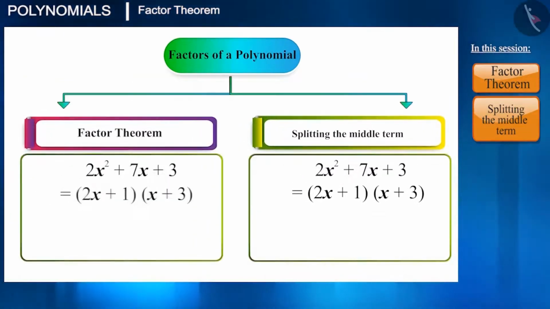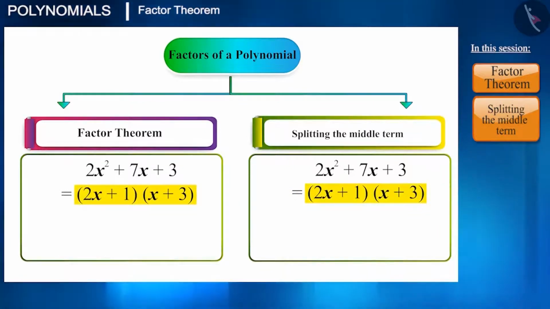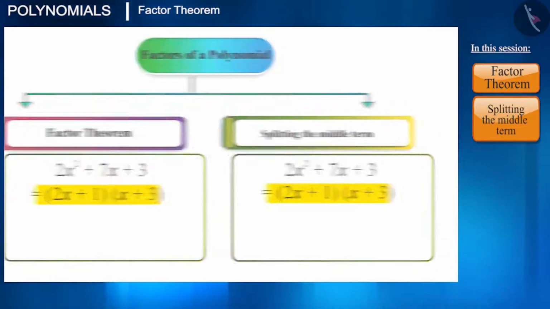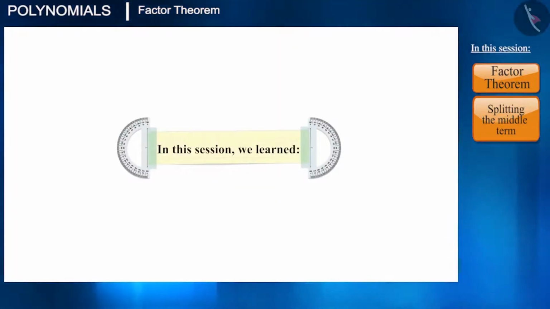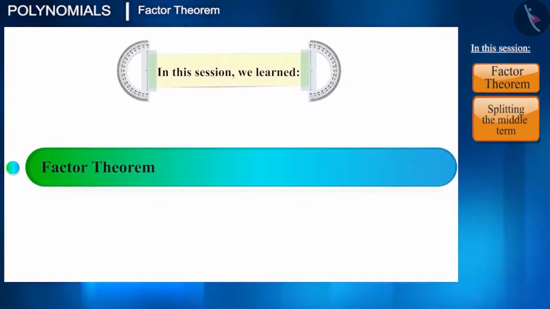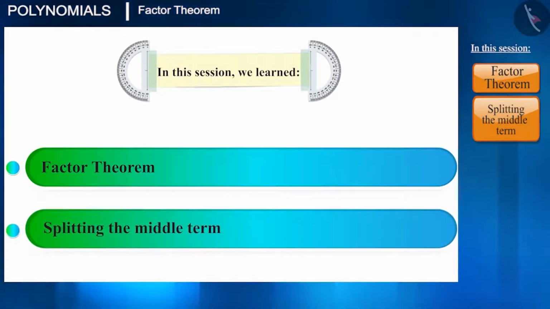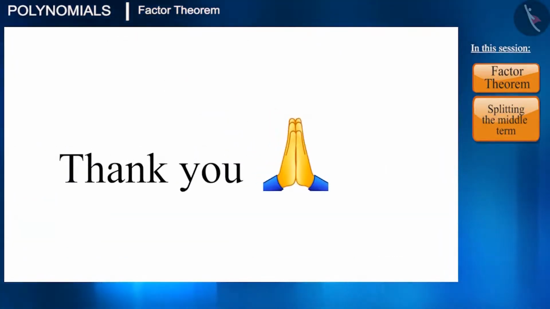So here we can see that in both the situations we get the same factors. You can check whether the polynomial is being reduced to 0 by finding the value of x from both the factors. Friends, that's all in this video. So what did we learn in today's video? Factor theorem and splitting the middle term. Now let's meet in the next video where we will solve some questions based on this topic. Thank you.